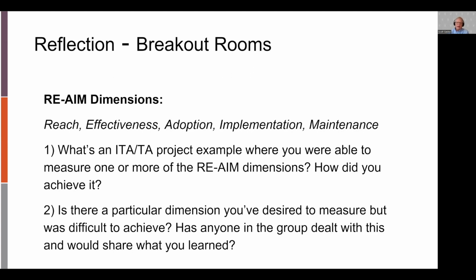So here's what we'd like. Considering these RE-AIM dimensions of reach, effectiveness, adoption, implementation, and maintenance, as you look back at what you've done on your TTCs, has there been an intensive TA project example where you've been able to measure one or more of these dimensions? And if so, how did you achieve it? And then the second question is, has there been a particular dimension you desired to measure, but it's been difficult to achieve? We'd love for you to talk about that. And if anybody in the group has dealt with that issue and could share what you learned, that would be great. So we'll see you back here in about 10 minutes. And thank you.